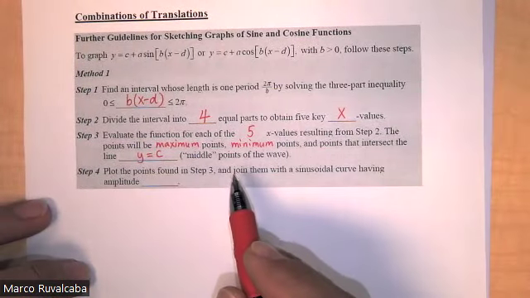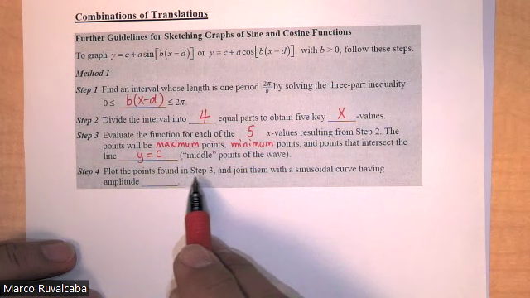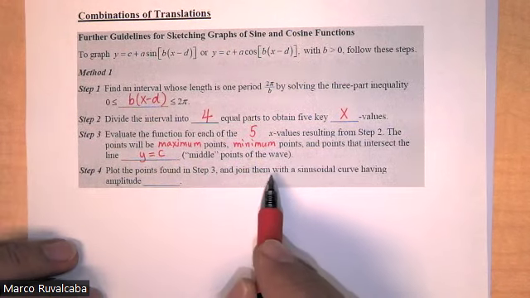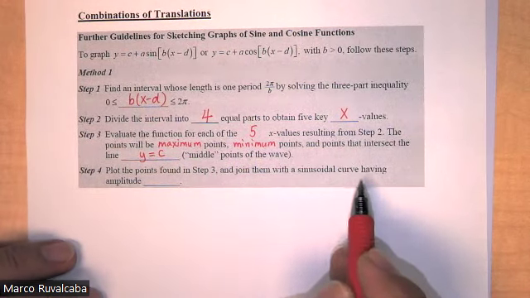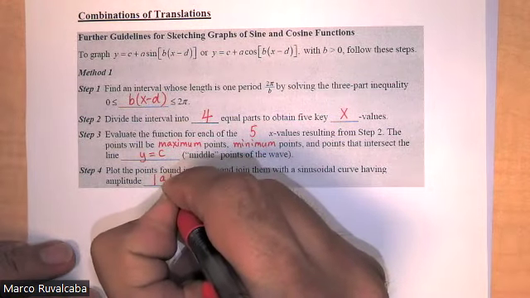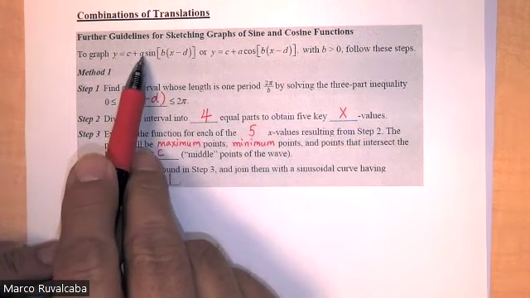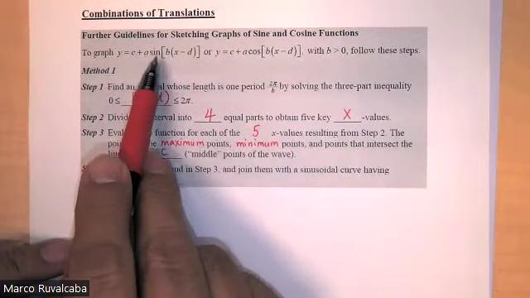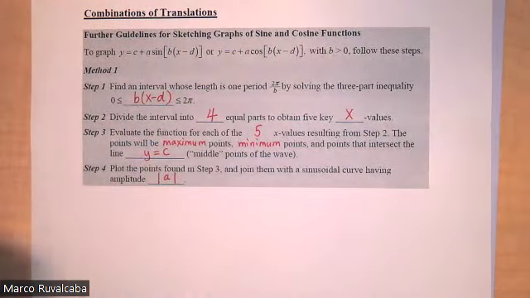And then once you do that, you plot the points found in step 3 and join them with a sinusoidal curve having amplitude. The amplitude is the absolute value of a, whatever is in front right here, multiplying the sine or the cosine curve. I hope this helped you get a good understanding for how to graph sines and cosine curves that have been translated.